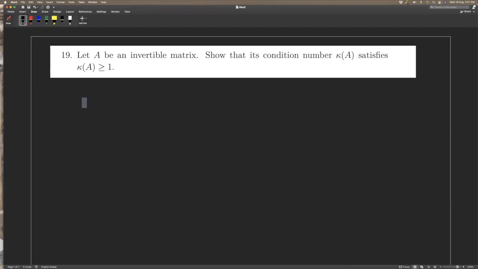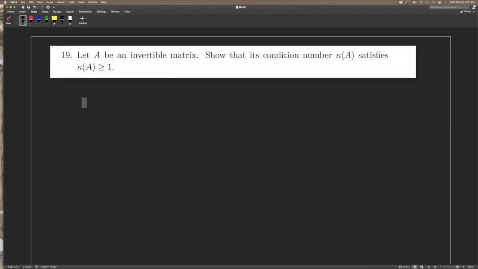Next, let us take up the 19th problem. If A is an invertible matrix, show that its condition number kappa of A is greater than or equal to 1. This is a very important property of the condition number of a matrix, but it is very easy. If you recall, in the condition number of a matrix, we always use the subordinate norm. This is what we remarked when we were introducing the condition numbers.